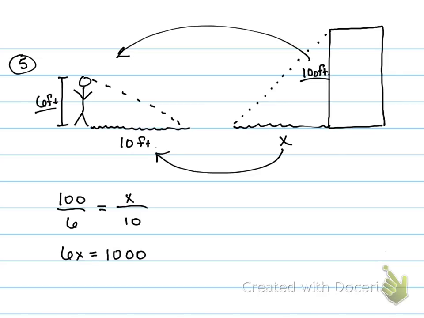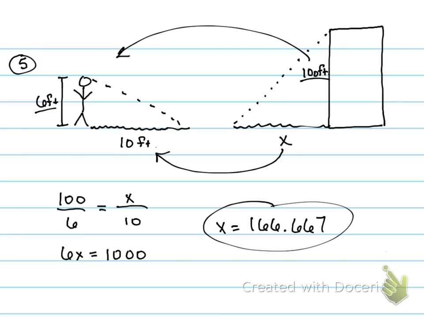So here we would say 6x equals 1,000. And when we divide 1,000 by 6, you get 166.67, or 6 repeating, 667, whatever. So that would be the length of that shadow. Okay, so proportionality, similar triangles. It's all about setting up what matches to each other.